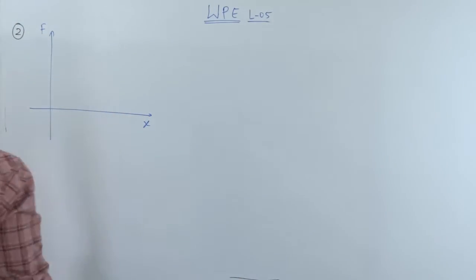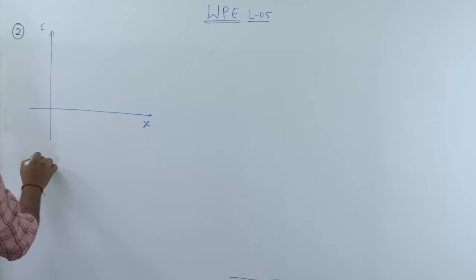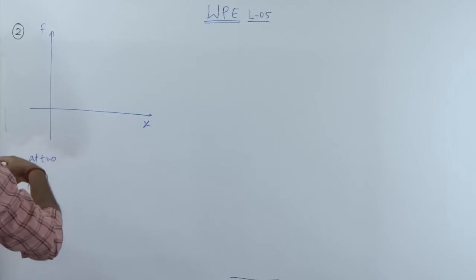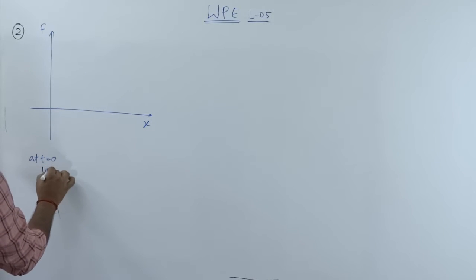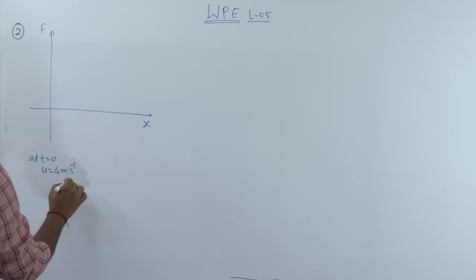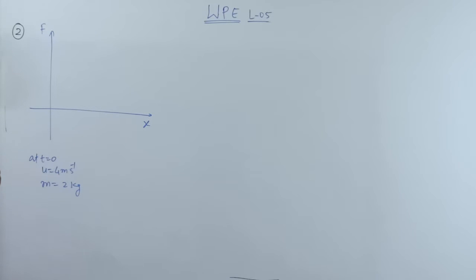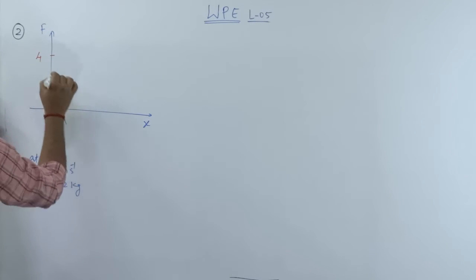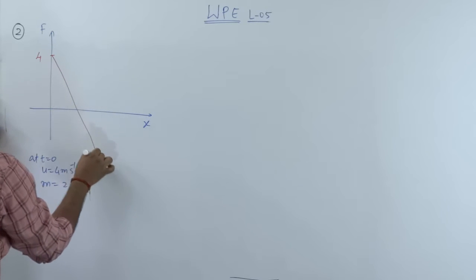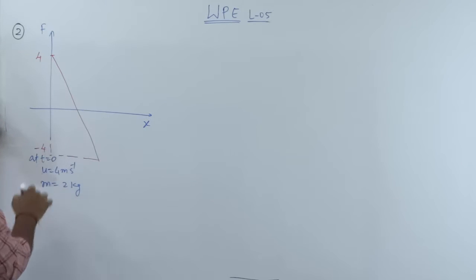Now if I give you the graph of F versus x, and let us say that initially at time t is equal to 0, or whatever time I'm choosing when I'm starting the motion, the velocity of the object is 4 meter per second, and the mass of the object is, let us say, 2 kg. And the graph is like this, starting at 4, crossing this at 1, going to -4. So this is your -4. Okay, इसको ध्यान देना, ठीक है.